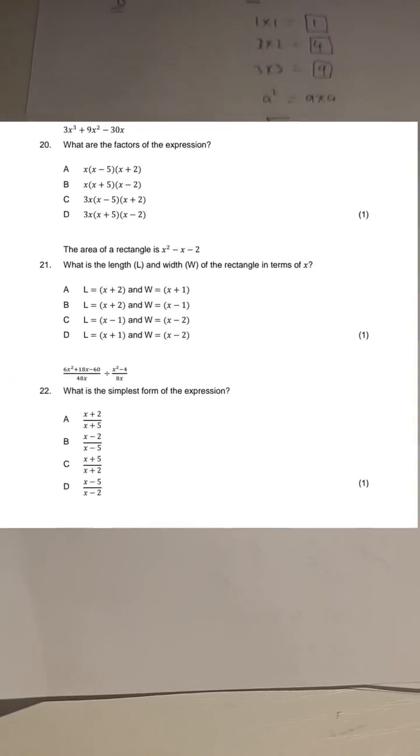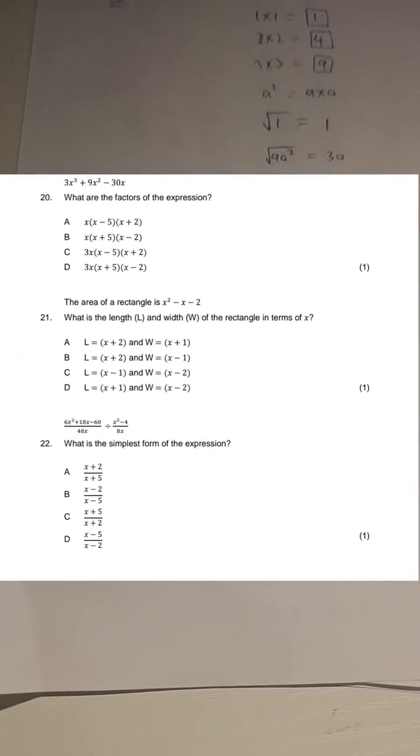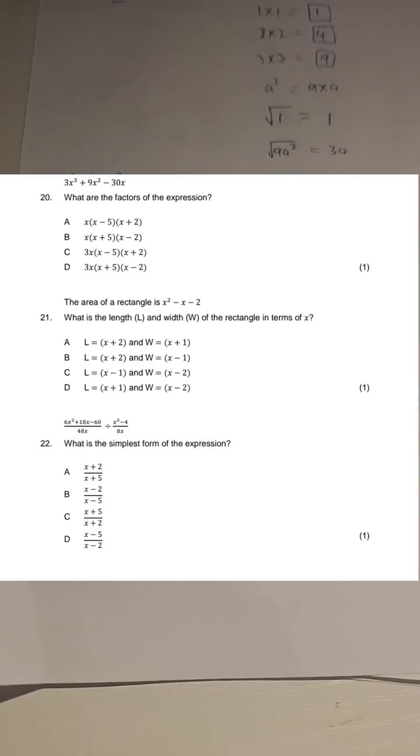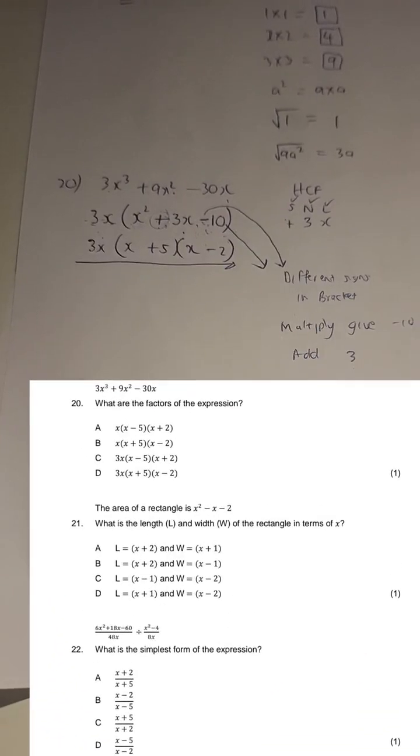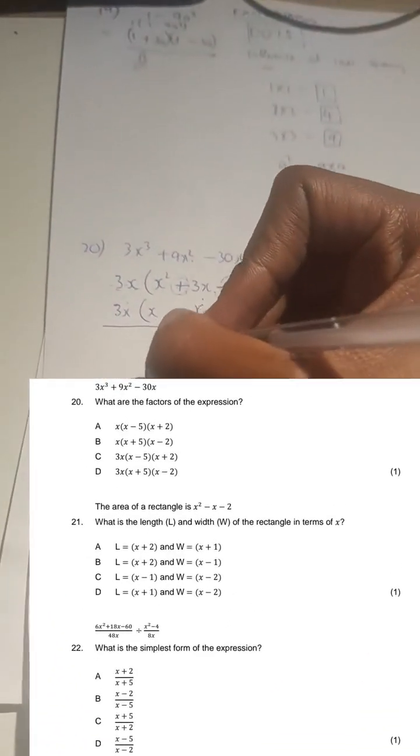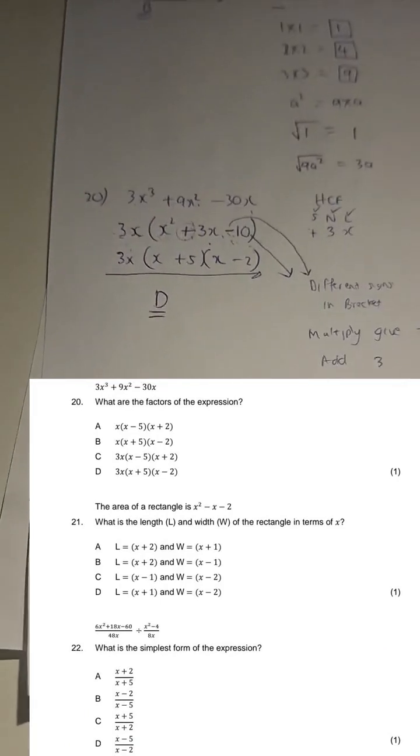I go to my options. I look at my options. What are the factors of the expression? Is it A? No. Is it B? No. Is it C? Definitely not C. Is it D? Definitely it's D. So the answer, grade 9s, is D.